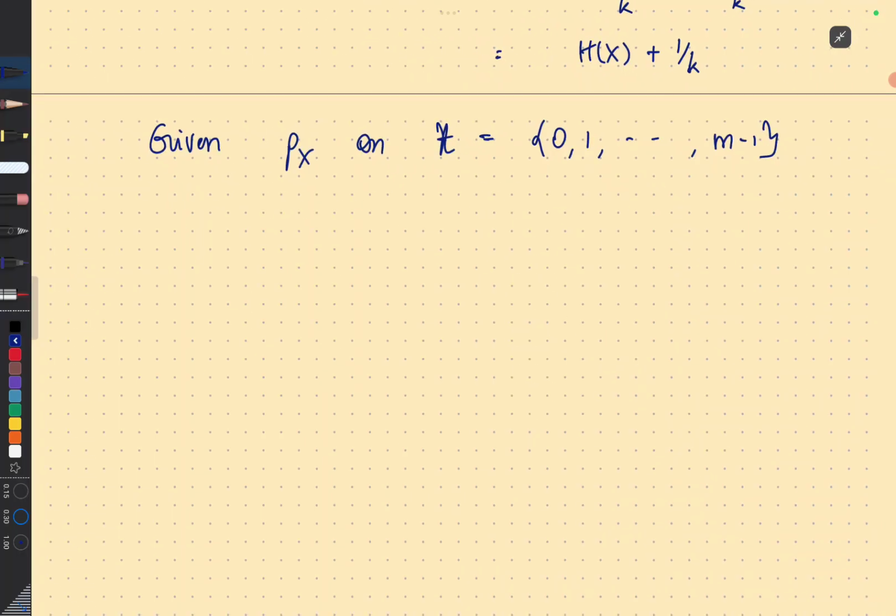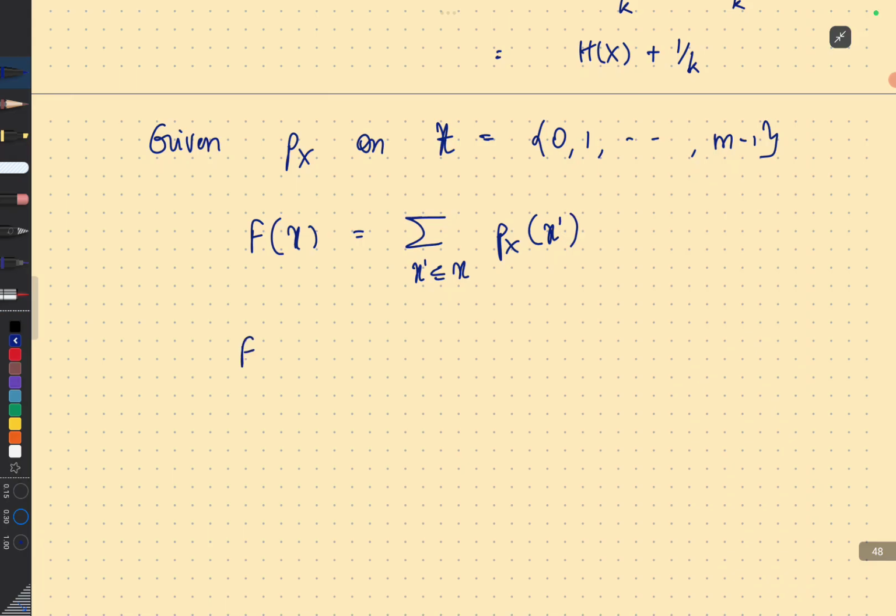So for this, I'll define the CDF f of x, which is summation over all x prime less than or equal to x of Px of x prime. The symbols in the alphabet are now ordered, right? It's 0, 1, 2, 3 up to m minus 1. So this definition makes sense. So this is the standard CDF, nothing fancy over here.